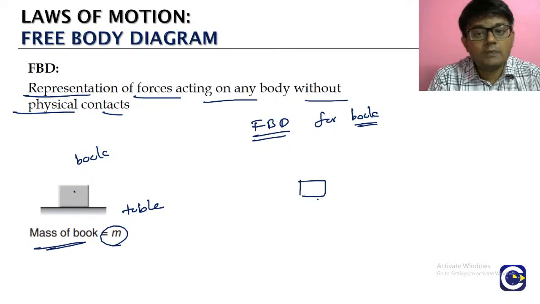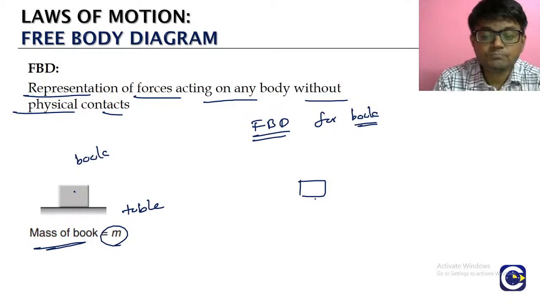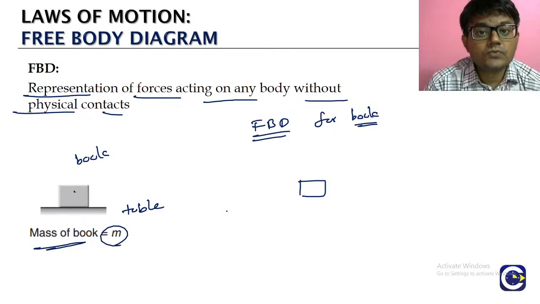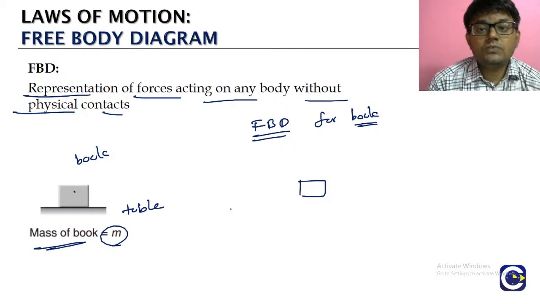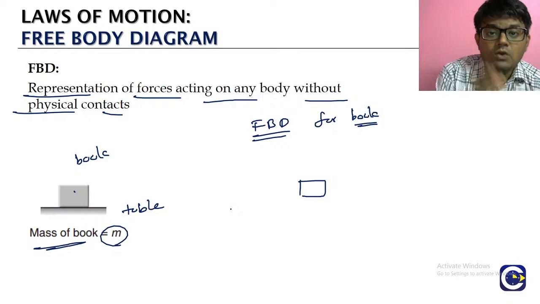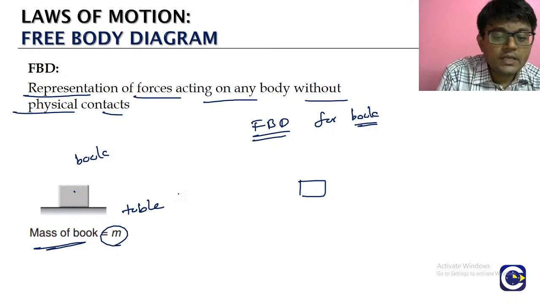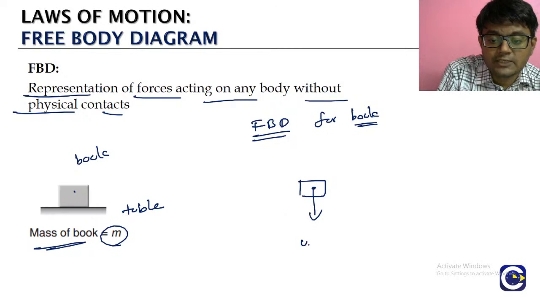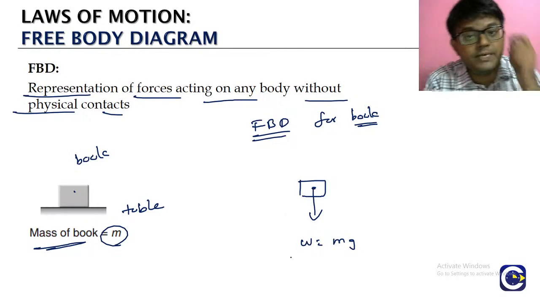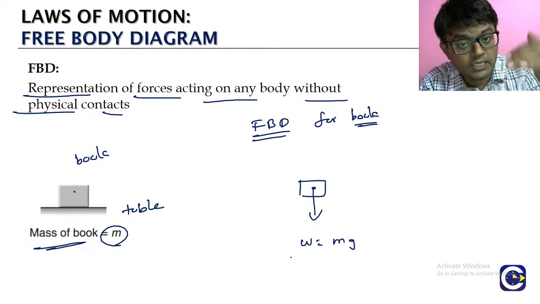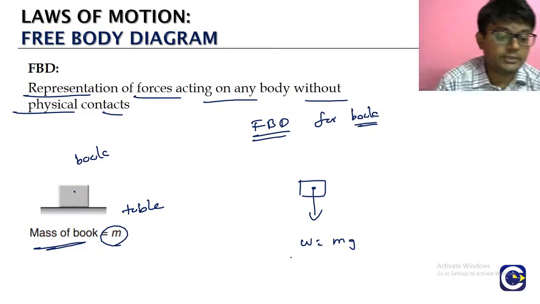So whatever the object that is there, we have to draw as it is. Now we have to look carefully, because we should not miss any force. If you miss a force, it means gone. So we should carefully look at what are all the forces acting on the book. Here, because they are giving a mass of the book, every object will have its own weight, which will be equal to M into G, already we discussed it, acting vertically downwards.